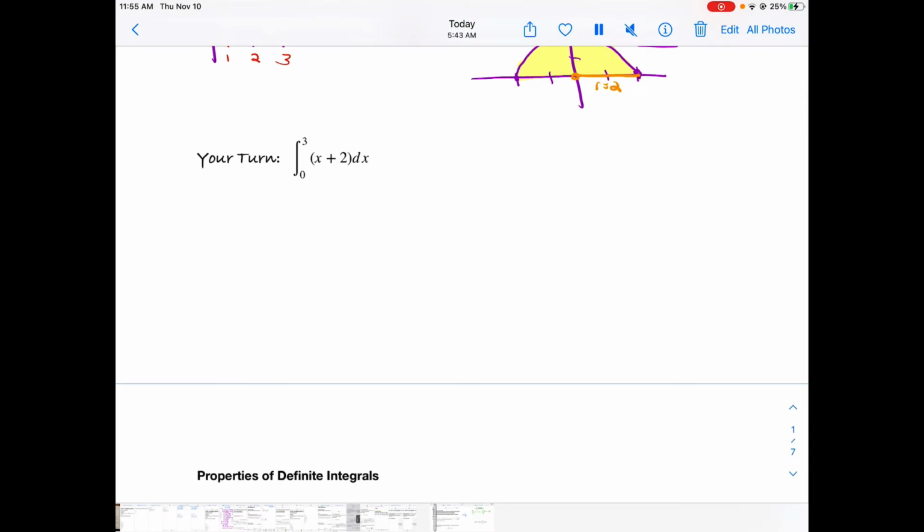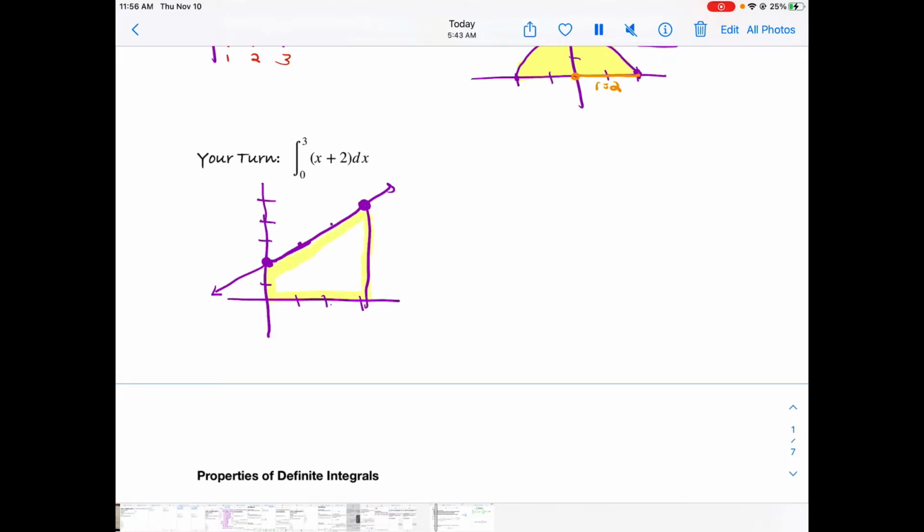Find the area from 0 to 3 of x plus 2 dx. First, start by graphing the line x plus 2. So that's a y-intercept of 2 and a slope of 1. So I'll go up 1 over 1, up 1 over 1 until I get to an x value of 3. And then I want to find the area under this curve down to the x-axis between the vertical lines at x equals 0 and x equals 3.